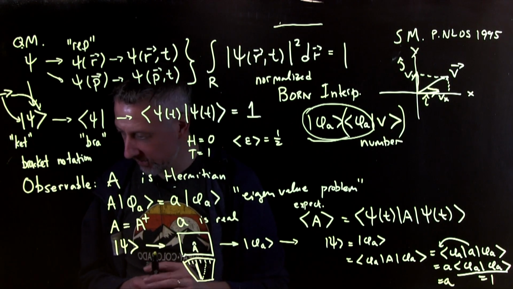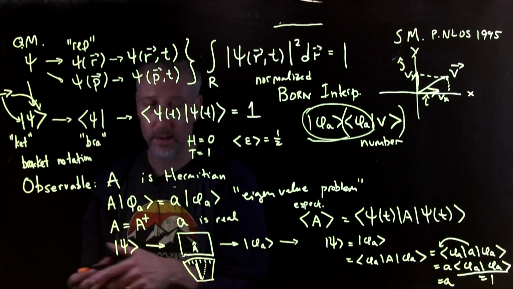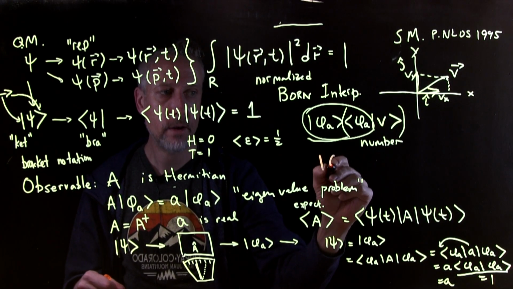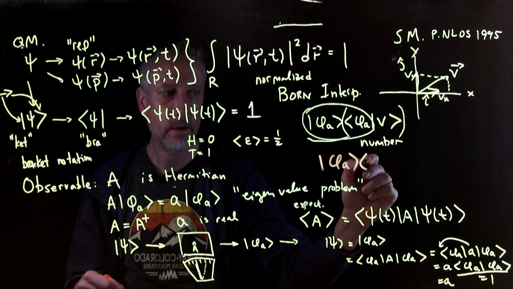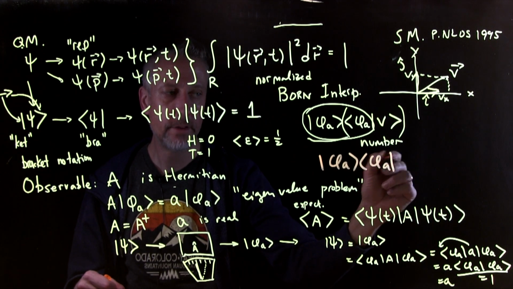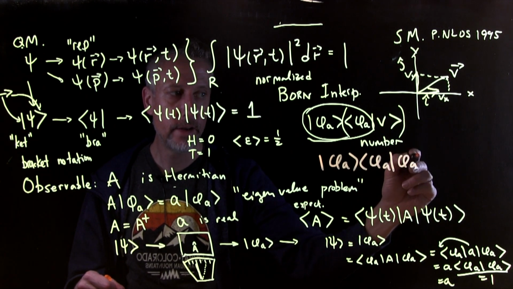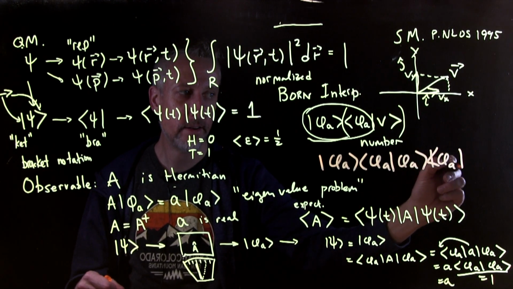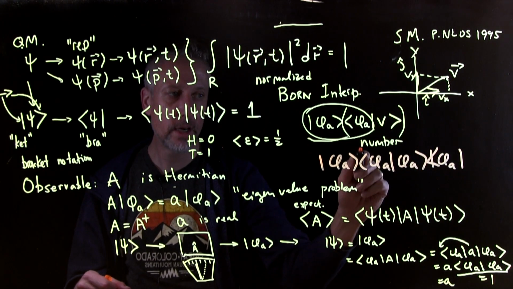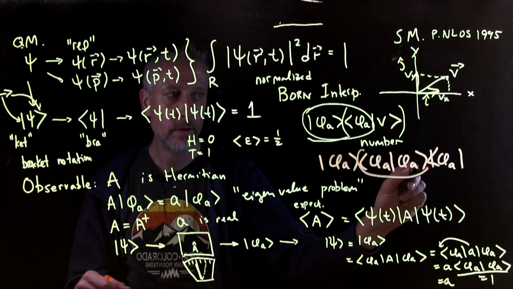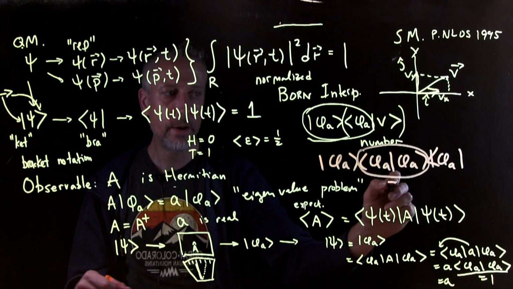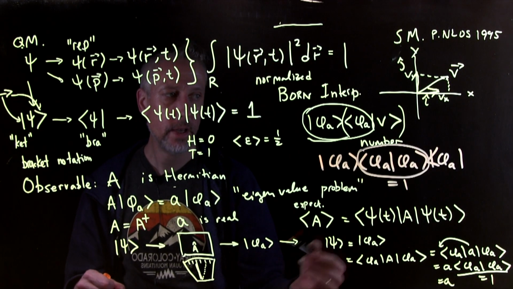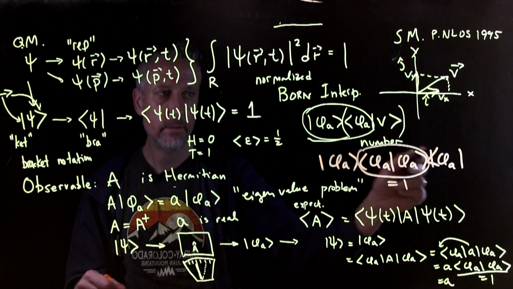Now, does it have an interesting property? It does. Let's take a look at what that is. Let's look at doing it twice. Phi A, do it again, phi A. What do we see here? Oh, look in the middle. This is 1, because we have normalized vectors, of course, and we get back what we had before.